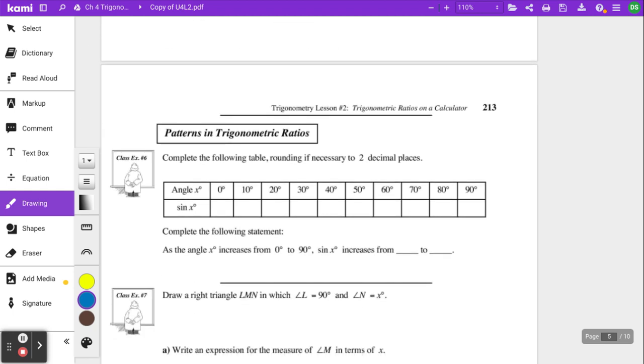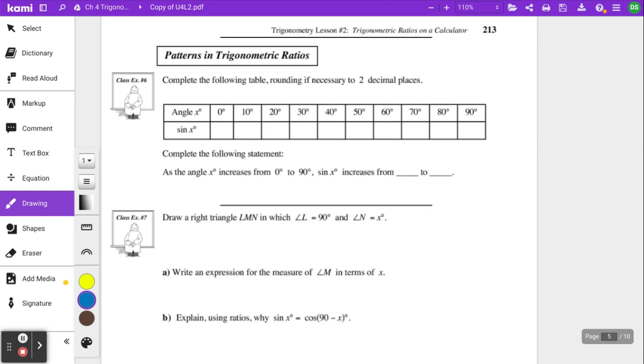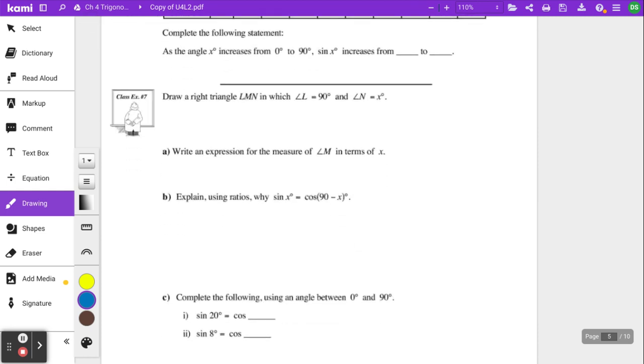Okay, I go to page 213. And I am going to show you how to do class example number 7. You'll be asked this exact kind of question on your homework. I believe it's number 12.